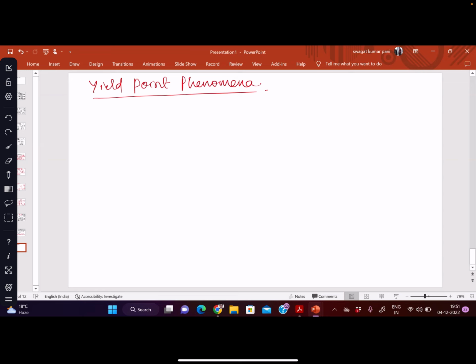This is one interesting phenomenon we usually see in mild steels and medium carbon steels. So why does this happen? This is related to the solute concentration.